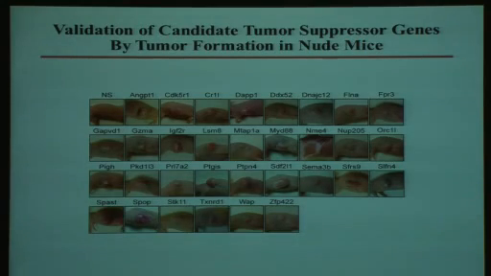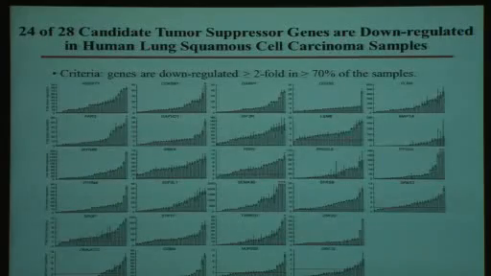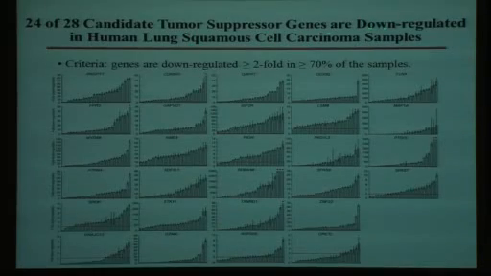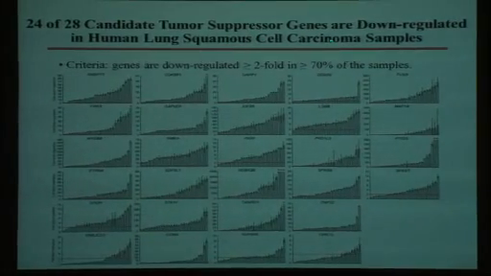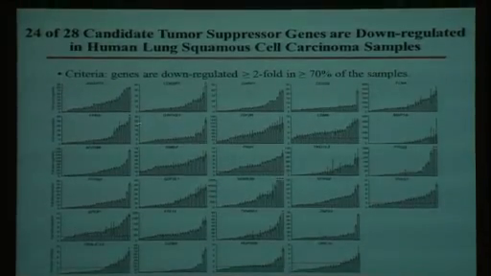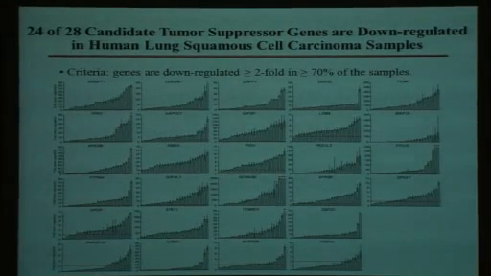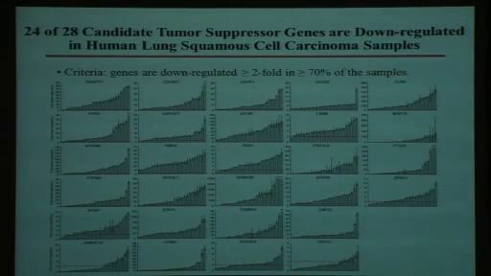So now the next question was, if these genes are coming from NIH-3T3 cells and they are causing transformation, what kind of tumors are they actually associated with, if they are real tumor suppressors? The general understanding is that they are either lost by epigenetic silencing or lost by mutations. So what we did is we analyzed several different tumor types for these tumor suppressors and found that 24 out of 28 genes were downregulated in human squamous cell carcinoma samples. The criteria was at least twofold downregulation in at least 70% of the samples that we analyzed.